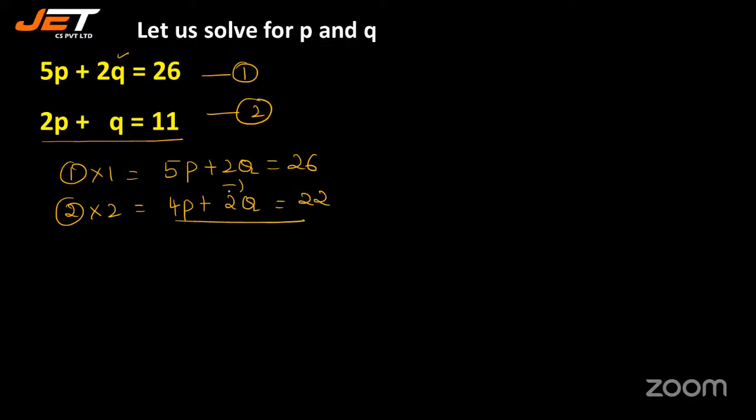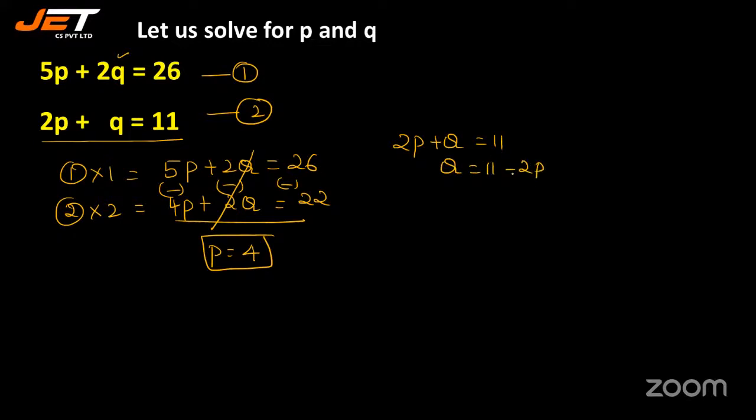See here you can see q is common, isn't it? So you can just cancel plus 2q minus 2q. 5 minus 4 is 1p is equal to 26 minus 22 is 4. All right, now let's get the value of q by just putting this value of p in one equation. So q is equal to 11 minus 2p. Q is equal to 11 minus 2 into the value of p we got, which is 4. So q is 11 minus 8. So q is 3.